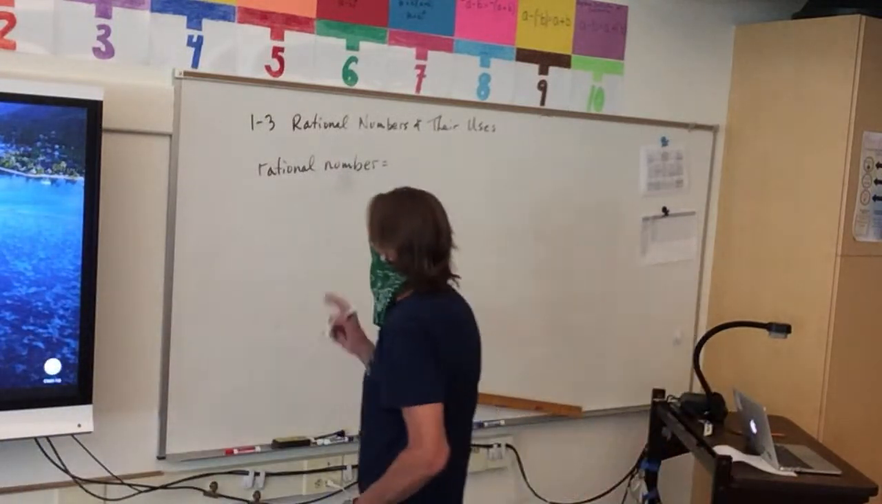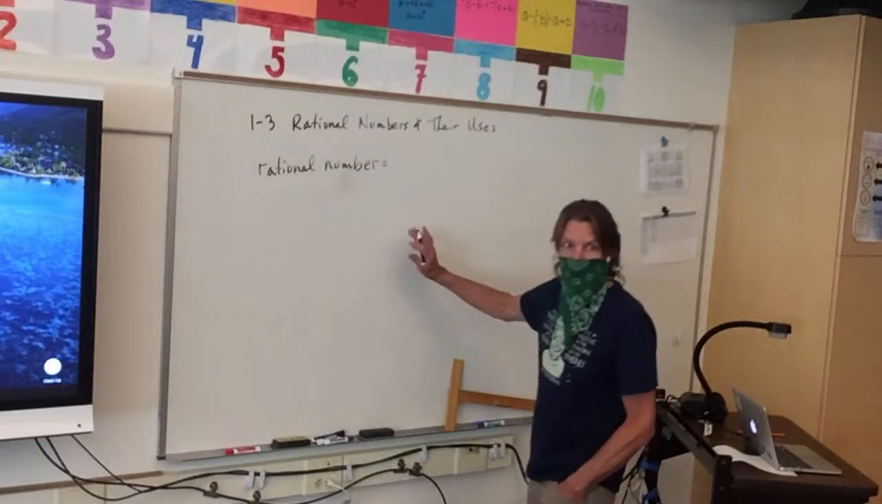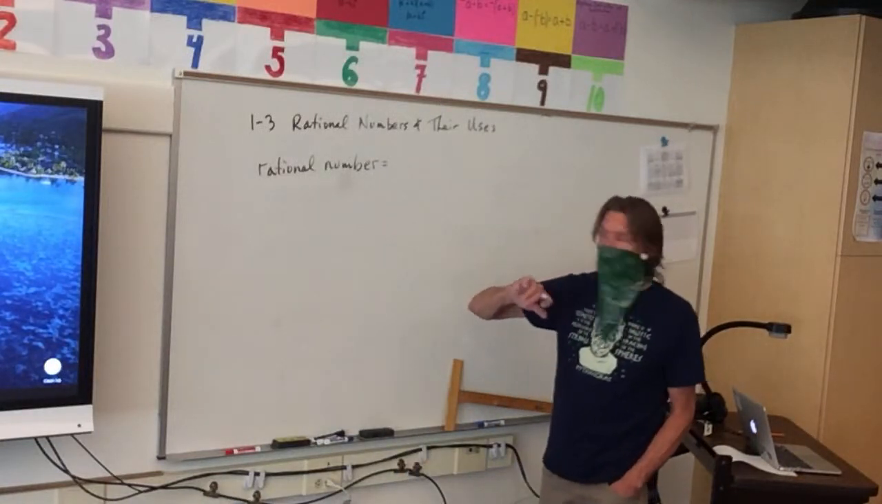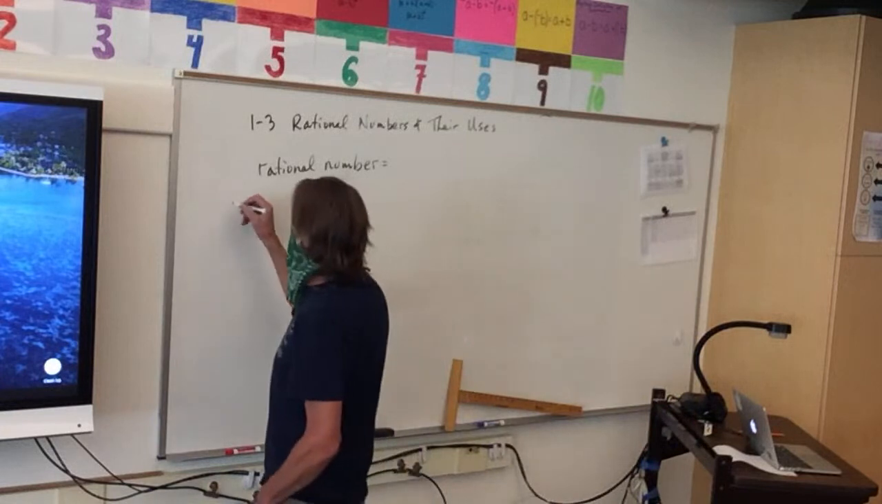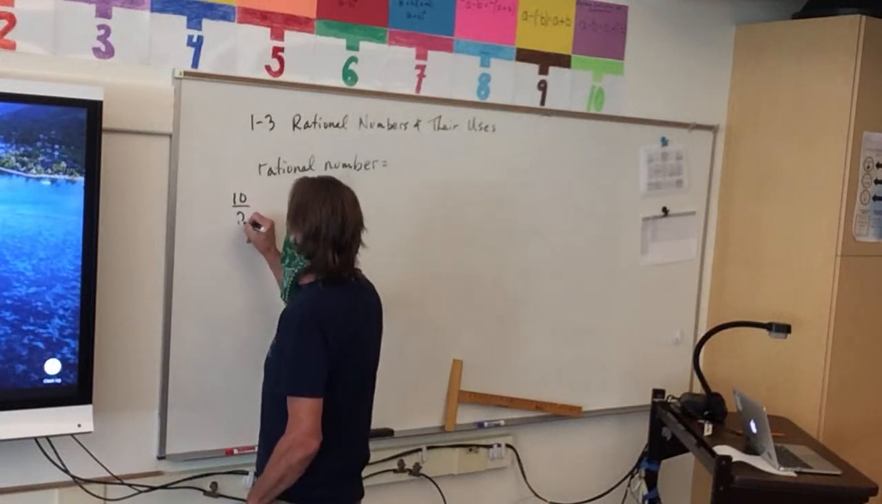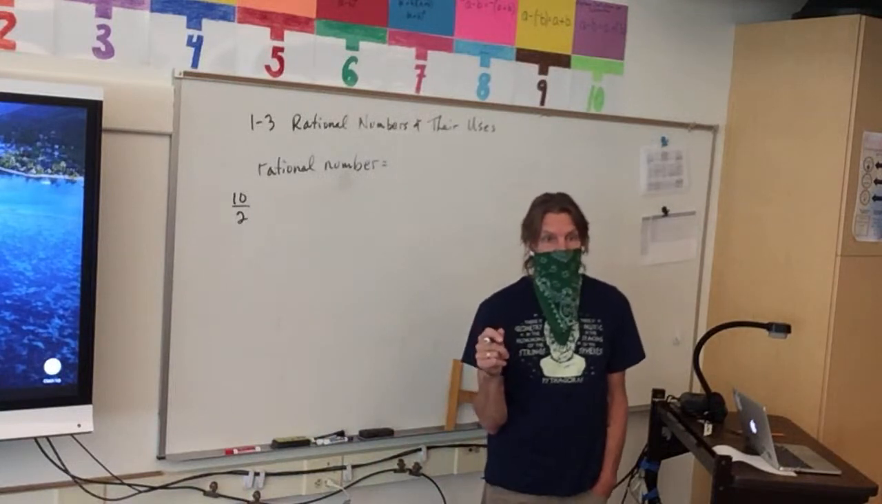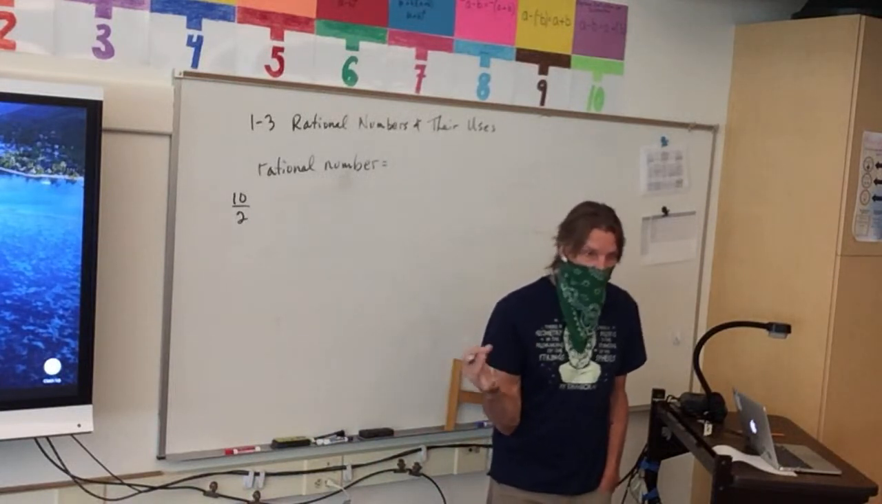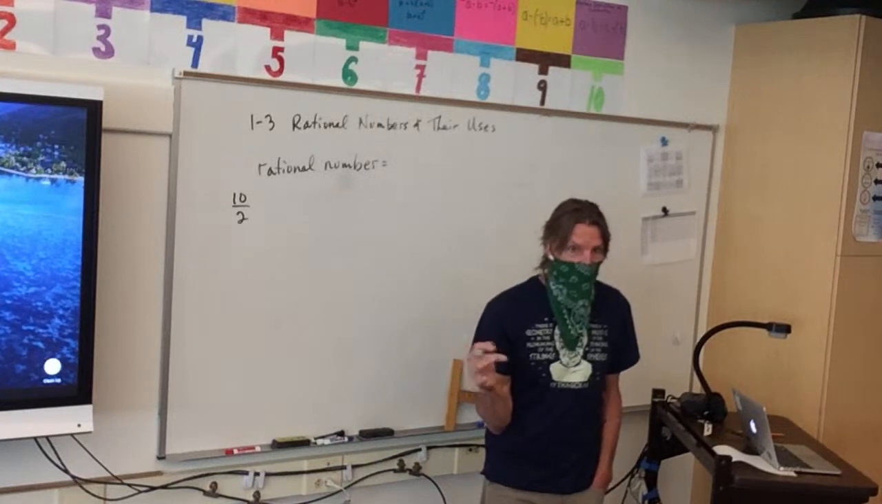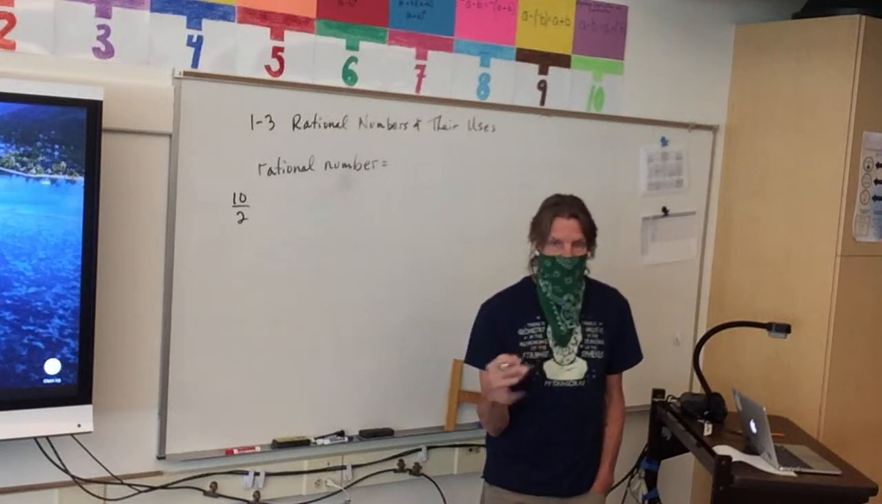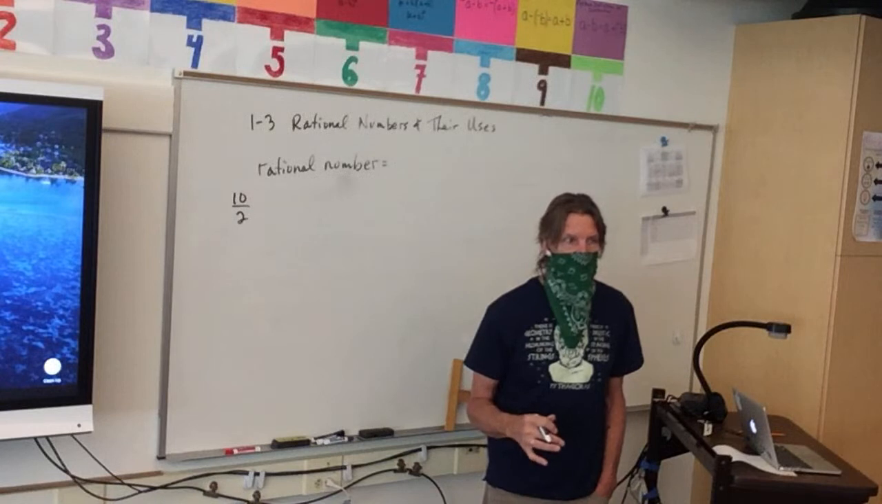Take, on your graphing calculator, I'm just gonna scribble off to the side, you don't need to write this down. Well, maybe you should, yeah, let's do it. Take 10 divided by 2. Can you do that? Yeah. And what are you gonna get? 5. So that's a number that makes sense, it's rational.